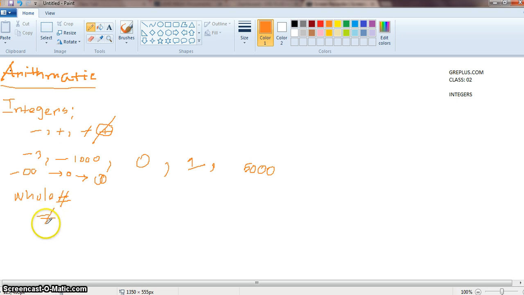It cannot be 2.5. Pi is not an integer, and e is not an integer either.